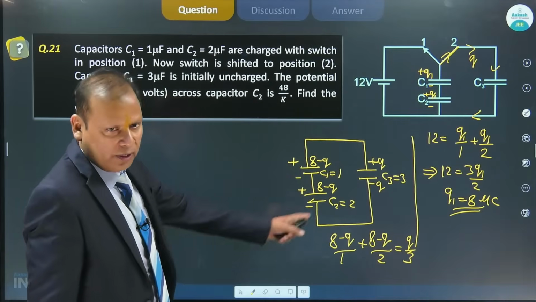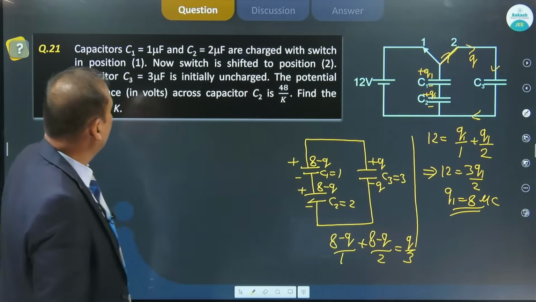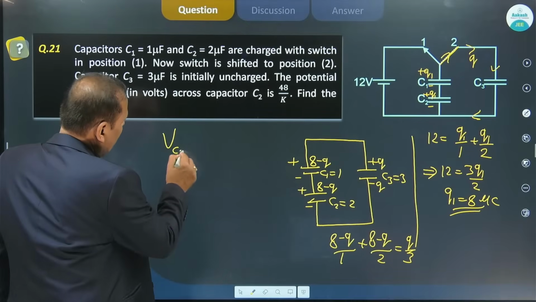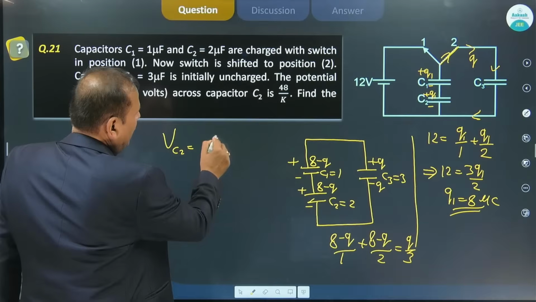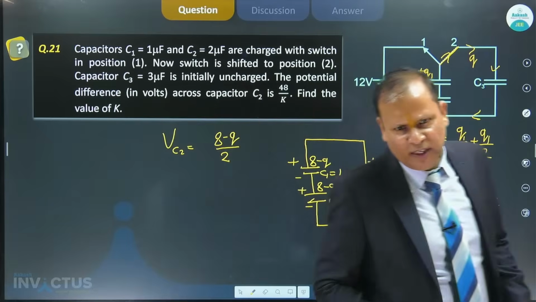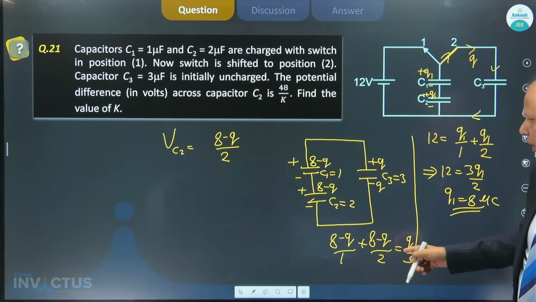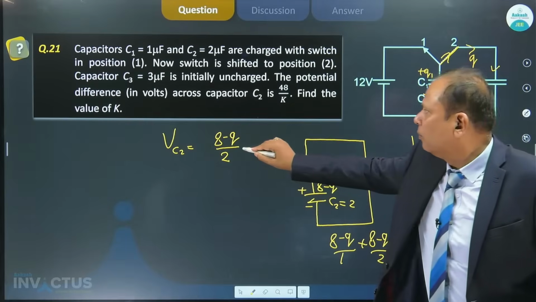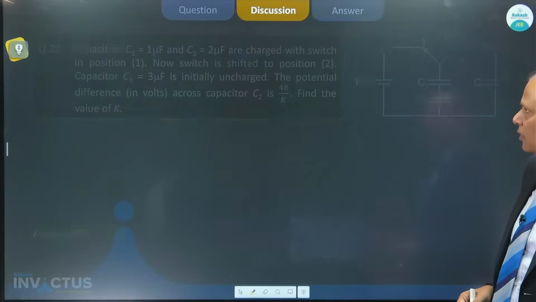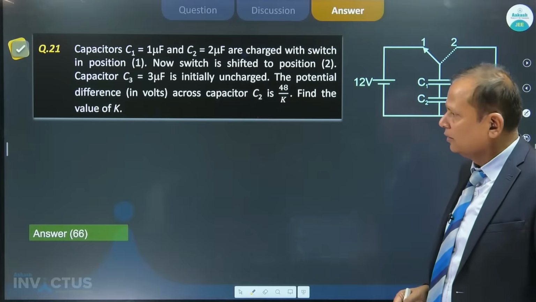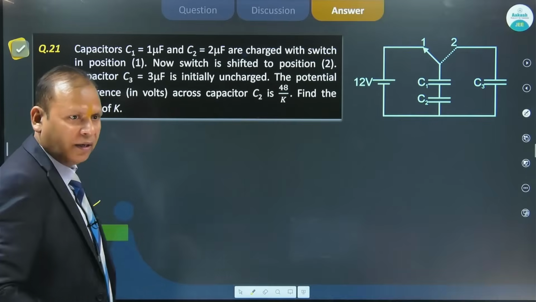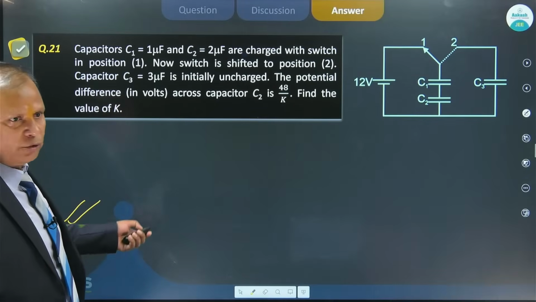The value of Q can be solved, and then you have to find the voltage across C2, VC2, that is 8 minus Q by 2. So I will leave the calculation on you for Q, and when you find the Q, you put it here, and you will get the right answer. So see the answer, it is 48 by 66. Certainly this is a correct answer. Move to the next question.